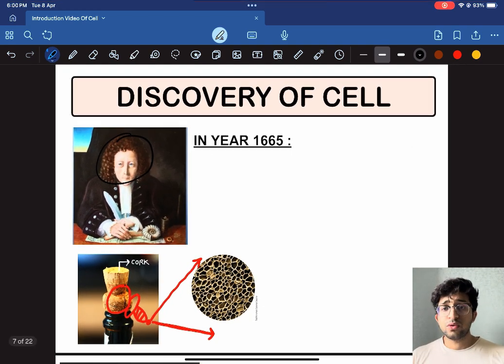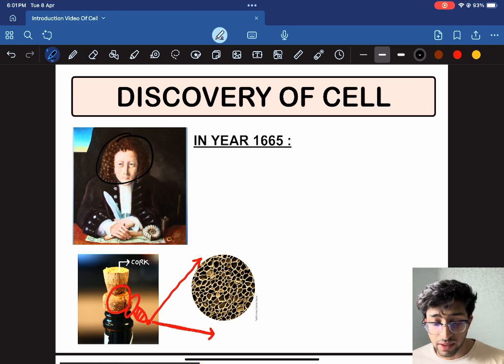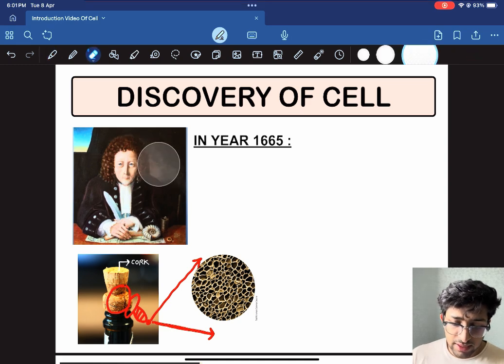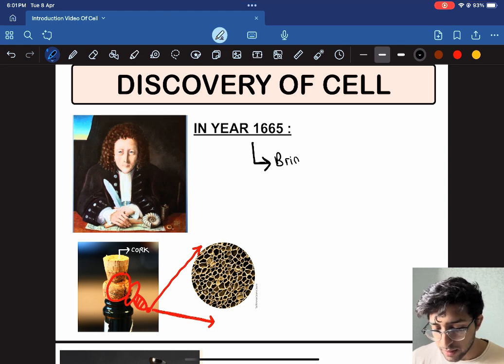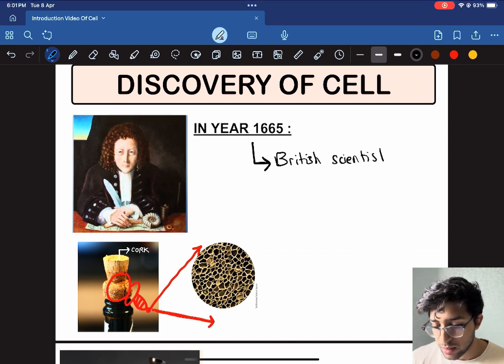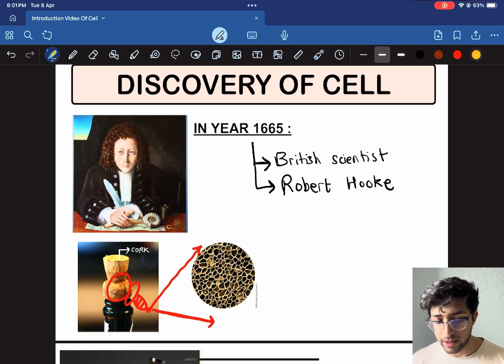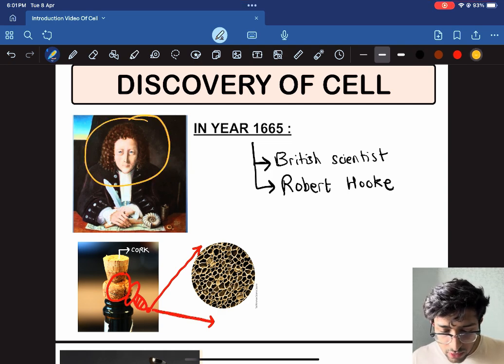Yeah, so secondly, before going to that, we need to know how this cell was discovered. In earlier days, in 1665, there was a British scientist. His name was Robert Hooke. Yeah, so this is the picture of Robert Hooke.